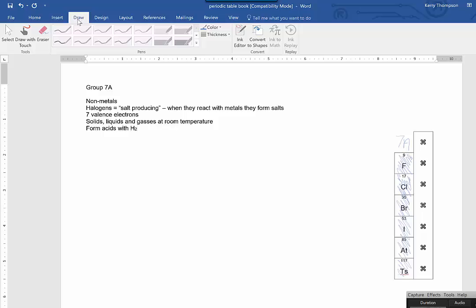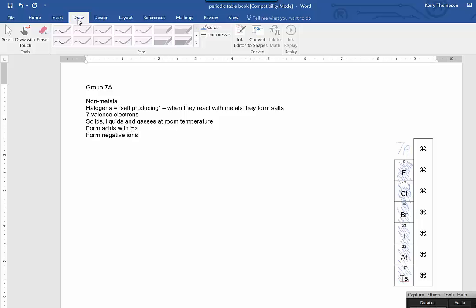When they form ions, they form negative ions, which are called anions. And you can think of that as a negative ion. I know grammatically it doesn't make sense, but it works in terms of keeping up with what you're talking about. So anions are negative ions. This is group 7A. Okay, so now that you have group 7A colored and written about, you're going to go to the next page.